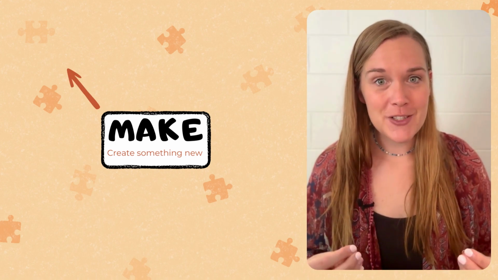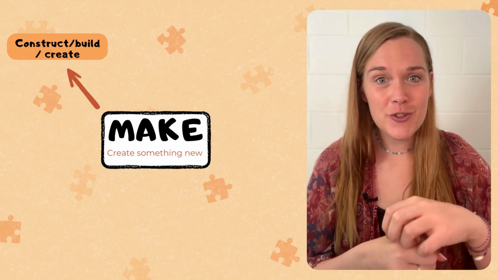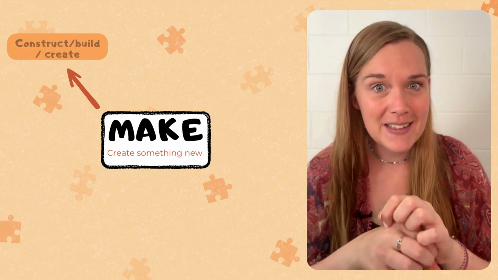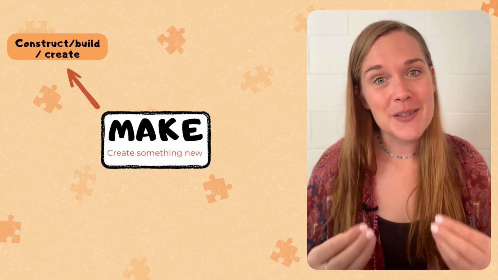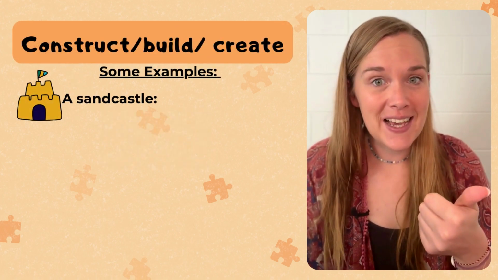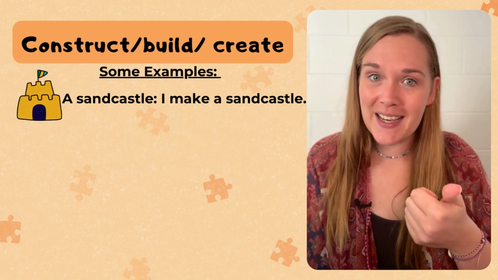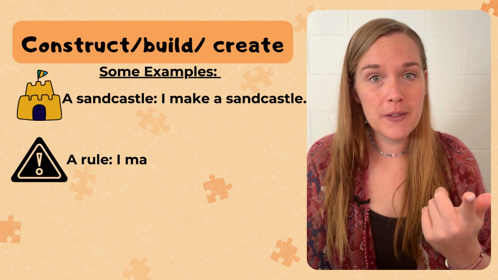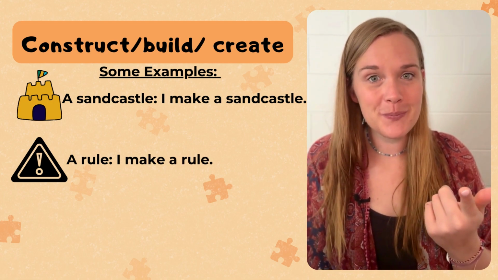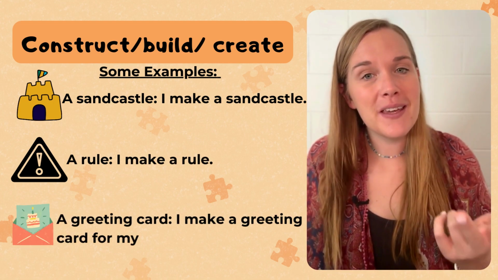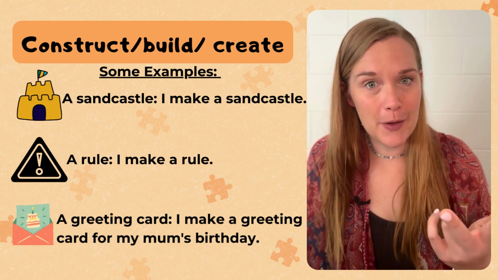The first category is things we can construct, build or create. Let's take a look at some examples. A sandcastle. I make a sandcastle. A rule. I make a rule. A greeting card. I make a greeting card for my mum's birthday.